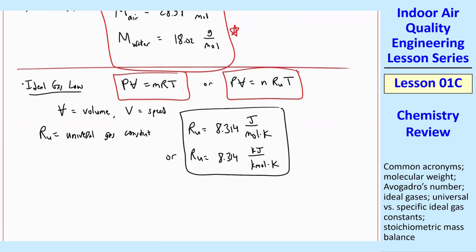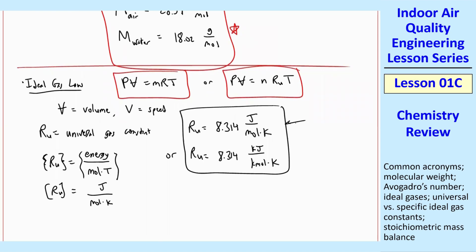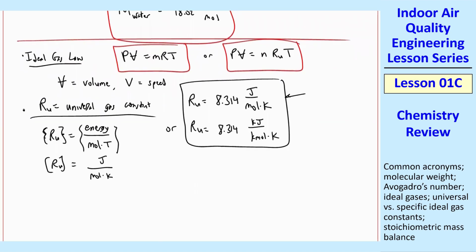The dimensions of this universal gas constant are energy per mole per temperature, and the units of RU are joule per mole K, as you see here. So that's the universal gas constant. Contrast that with R by itself, called the specific gas constant.